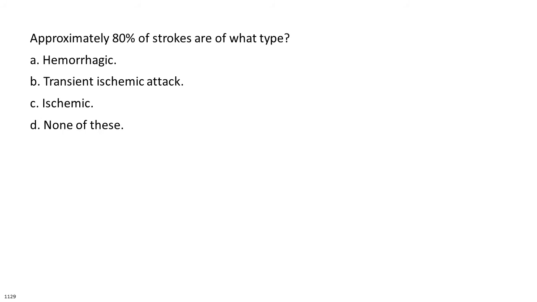Approximately 80% of strokes are of what type? A. Hemorrhagic. B. Transient ischemic attack. C. Ischemic. D. None of these.